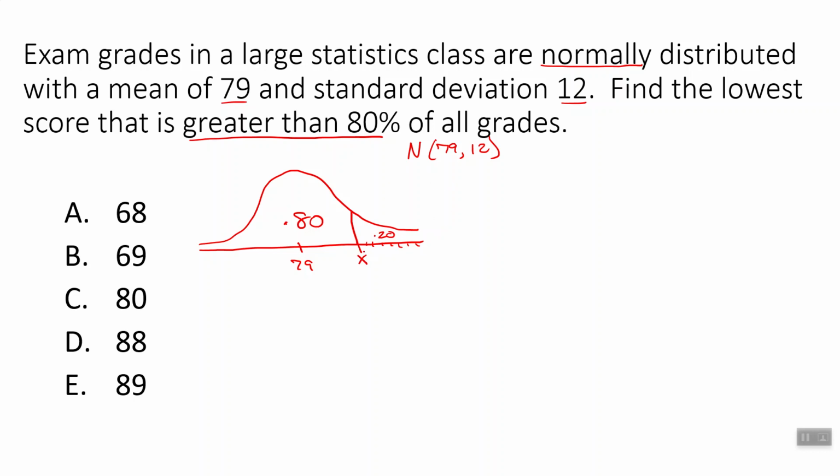If we're trying to find an x value and we've already got the probability, or in this case the percentile, this would be the 80th percentile. That's the other way they could ask this: find the 80th percentile. We're just going to do inverse norm. I do suggest writing this out on the AP exam. Calculator language is okay. Some people say they don't like it, but I'm a big fan of it. 80, mean 79, standard deviation 12.